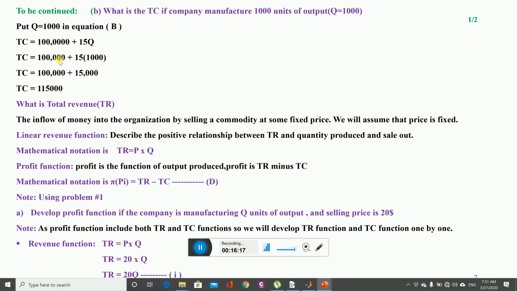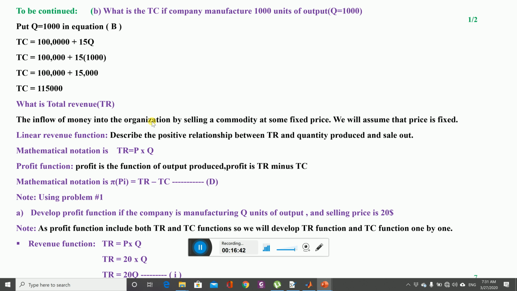Total cost is 1 lakh dollar total fixed cost plus 15Q. The company is manufacturing Q units, so we put Q equal to 1000. I am replacing the quantity with its value 1000, 15 times 1000 is 15,000, and the total cost is $1,15,000. Now we are proceeding toward what is total revenue.